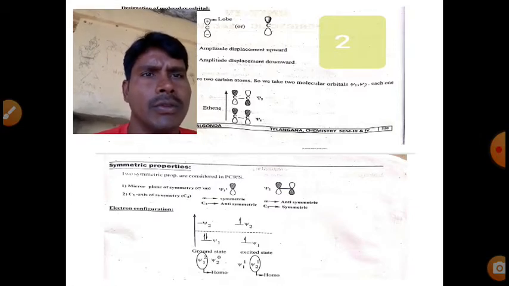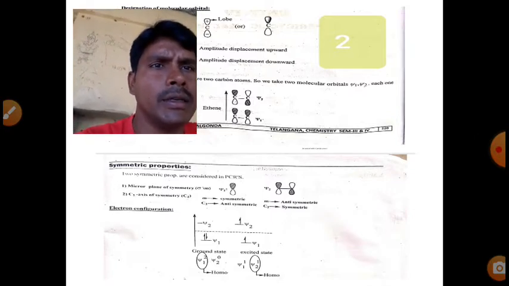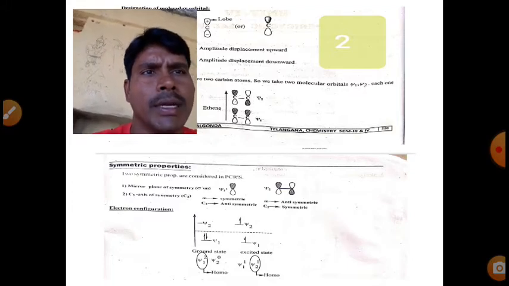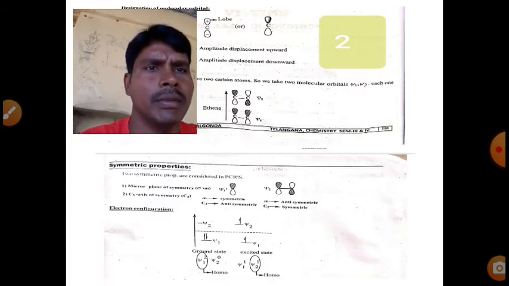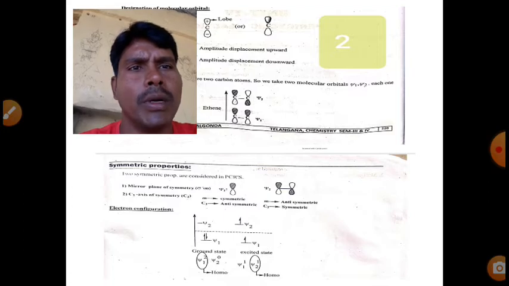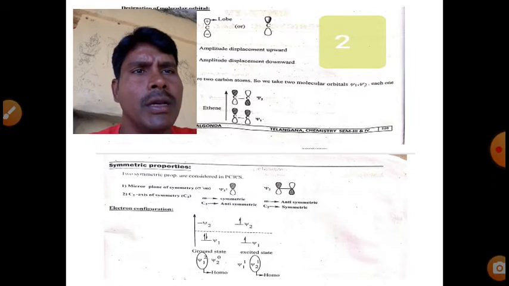With respect to the symmetry element present, an orbital is symmetric, or vice versa anti-symmetric or asymmetric. The ground state configuration is psi 1 with 2 electrons and psi 2 with 0, so psi 1 is the HOMO. In the excited state under photolytic conditions, psi 2 is the HOMO.